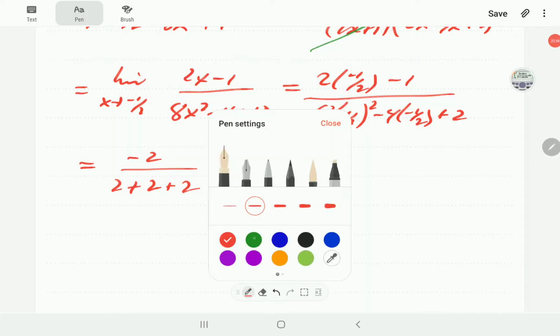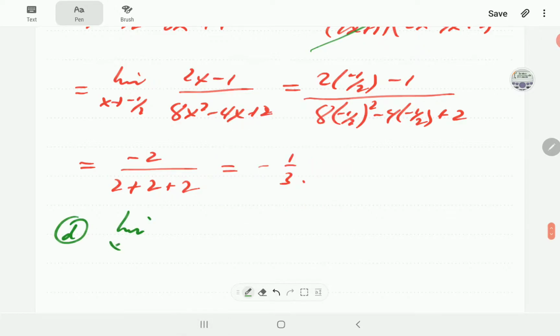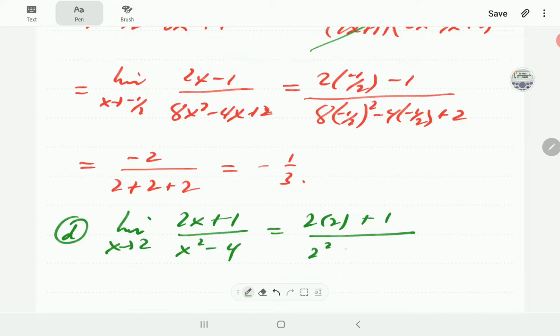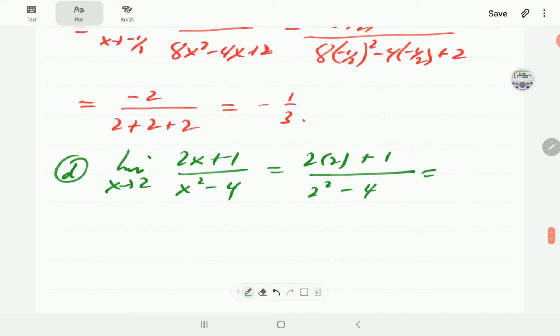Alright, in example D, we have the limit as x goes to 2 of 2x plus 1 divided by x squared minus 4. Plugging in 2 as usual gives us 2 times 2 plus 1 all over 2 squared minus 4. The numerator is 5, the denominator is 0. So straight away this is telling us that x equals 2 is a vertical asymptote.